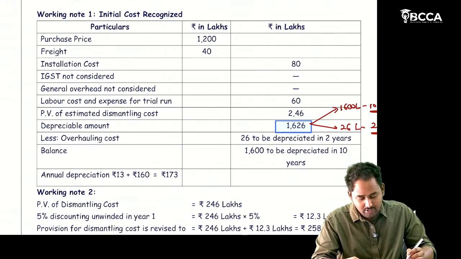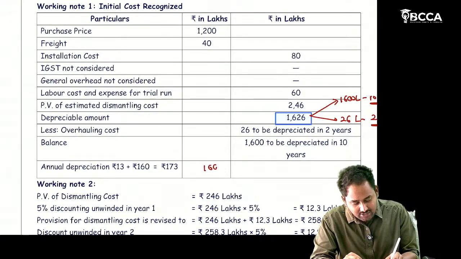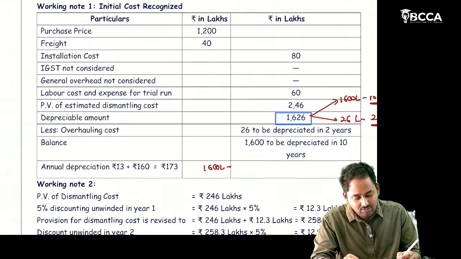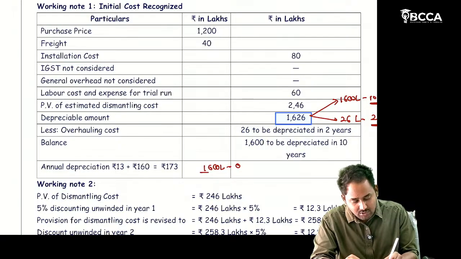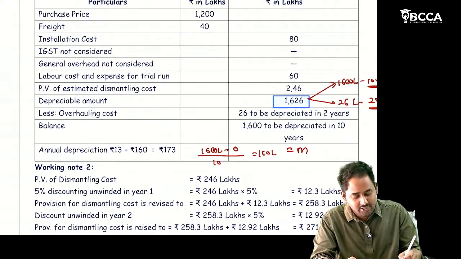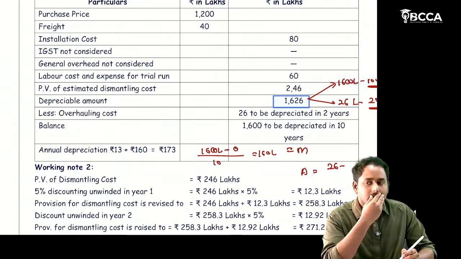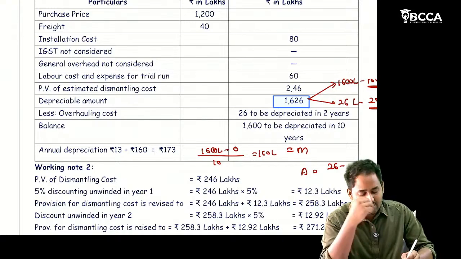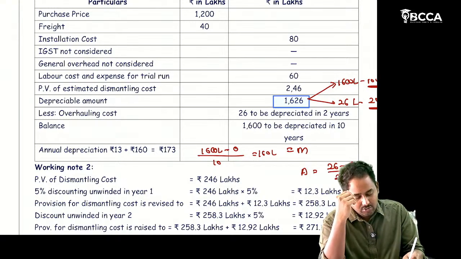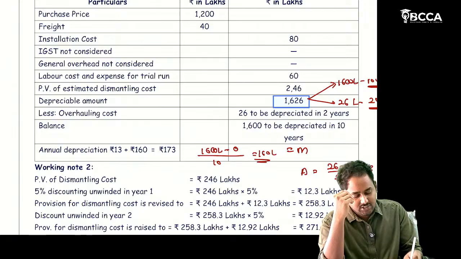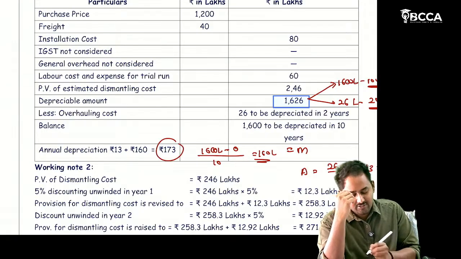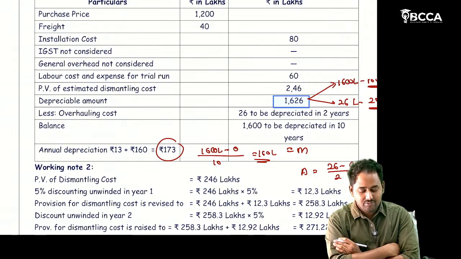So how to provide the depreciation? For 1600 lakhs, what is the residual value? 0, divided by 10, so 160 lakhs. This is the main element. With respect to the additional element, 26 lakhs, the residual value is again 0, and the useful life is 2, so 13 lakhs. So 160 plus 13 lakhs equals 173. This is the depreciation per annum.